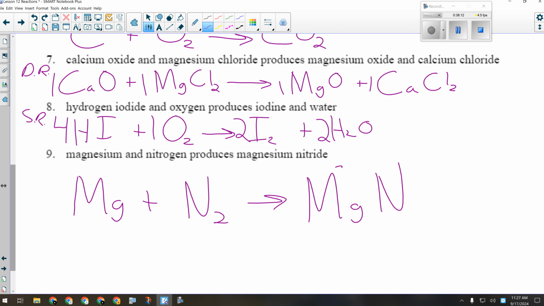What kind of compound is that? Ionic. Okay, so Mg is a 2 plus. Nitrogen's a minus 3. Drop and swap. Mg3N2. What kind of reaction is that? Synthesis reaction. All right, what should I balance first? Magnesium, because it's the only thing that needs balancing. It would seem that we are done. And a 1 there, okay?